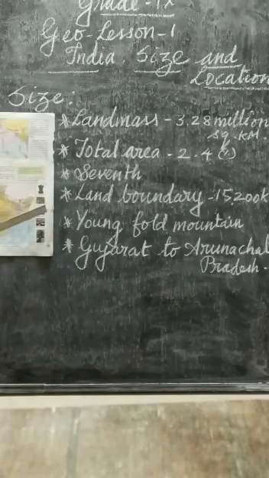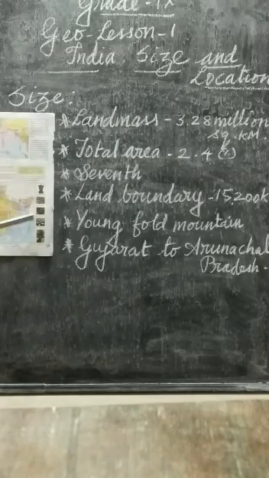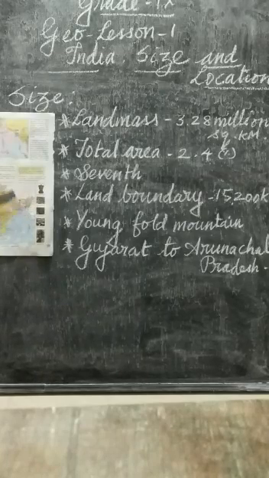The Tropic of Cancer, one of the important latitude lines, divides the country into 2 equal halves. The total number of latitudes which are passing through India is 30. India is the 7th largest country in the world. It is the 2nd most populous country in the world.